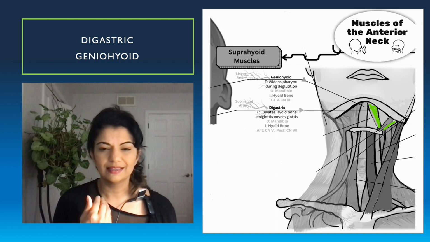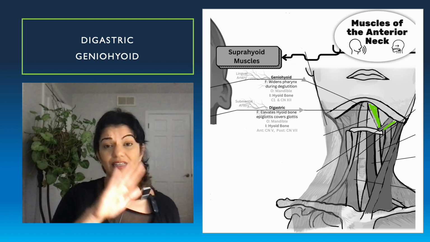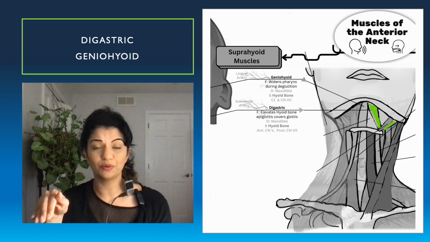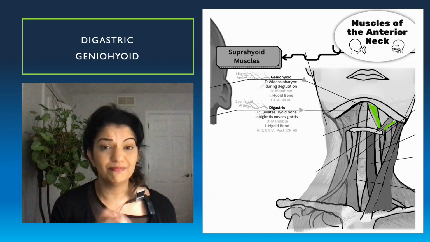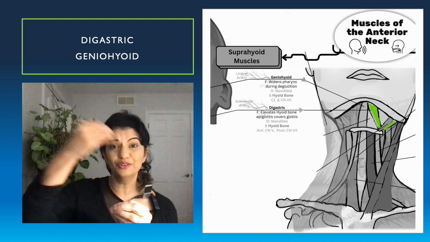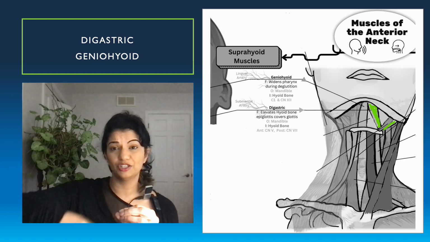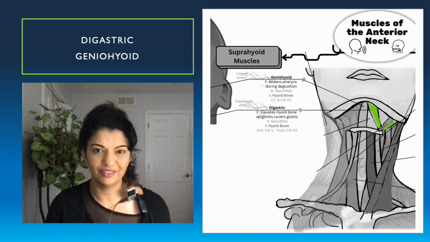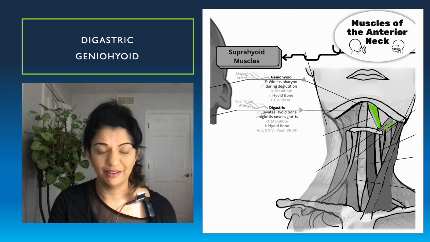And what happens is it elevates the hyoid bone so that the epiglottis can cover the glottis and food can get into our mouth and into our bellies. So that's how I remember the digastric, that basically enables us to get food into our mouth and down into our bellies. And in order for that to happen, the epiglottis has to cover the glottis. So that's how I remember that one.